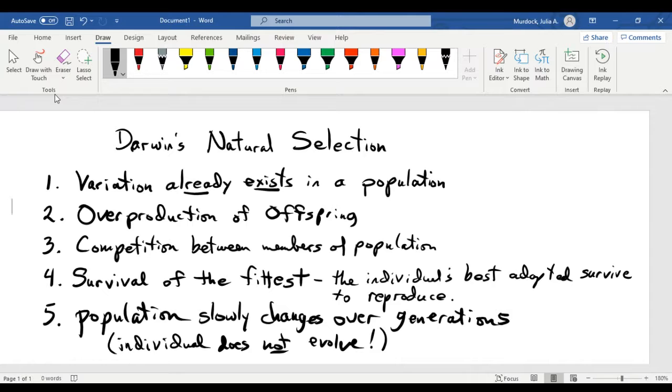Okay, any questions about that? That's going to figure into the last question that you answer. You need to be able to understand how this all works and to apply it to the rock pocket mouse population to really get a good grade on the final answer on this activity.